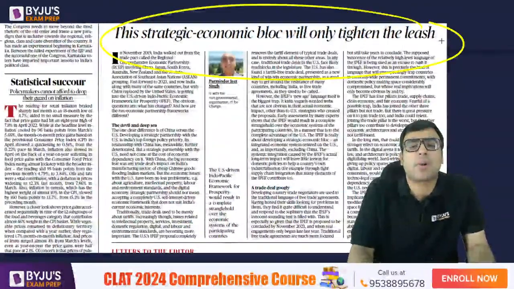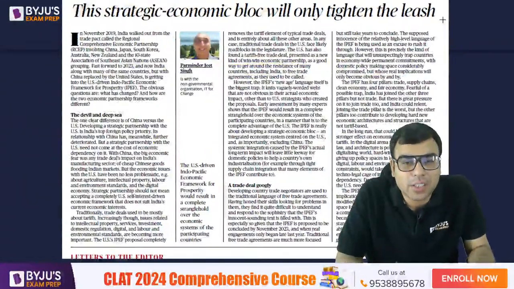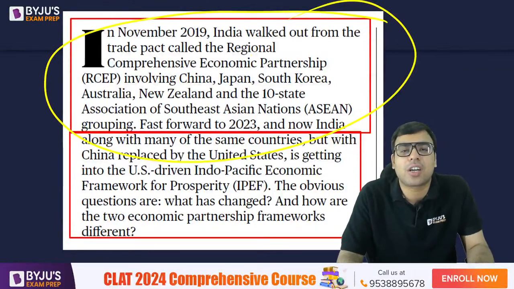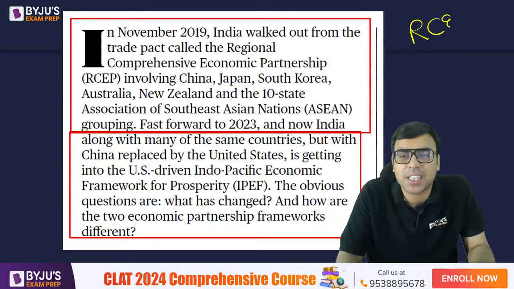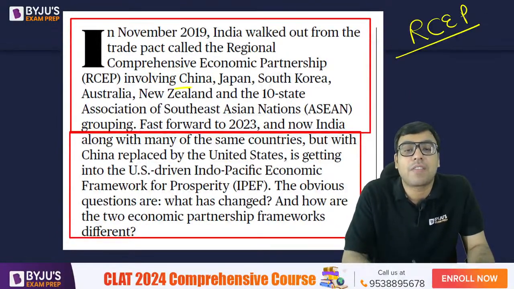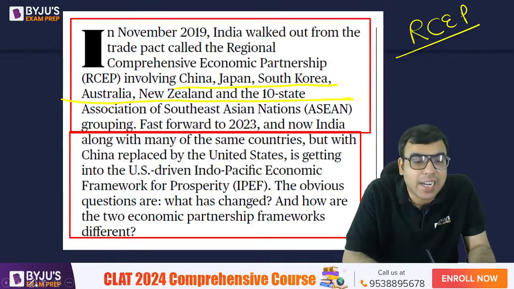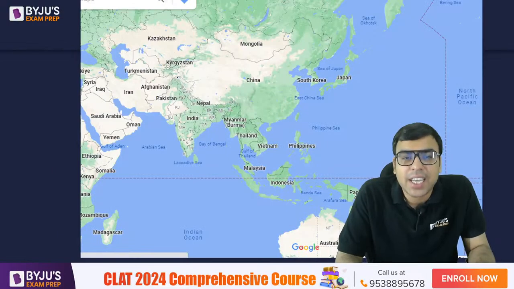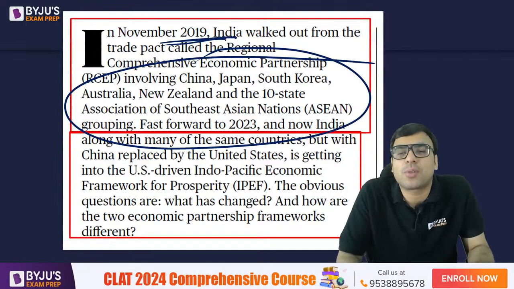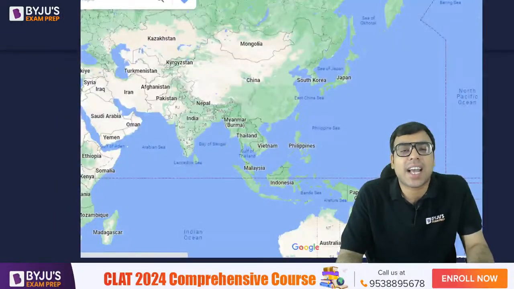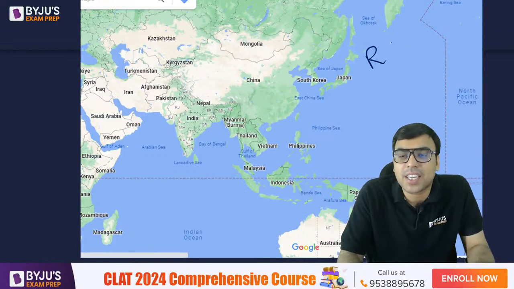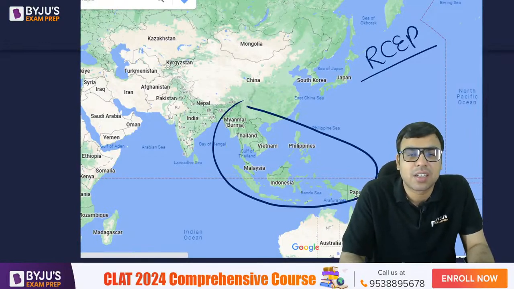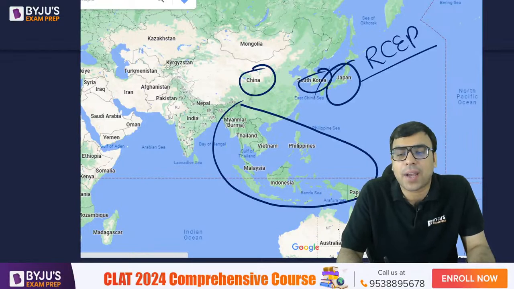This strategic economic bloc will only tighten the leash. Actually, the author is talking about how in November 2019, India walked out of the trade pillar, that is RCEP, Regional Comprehensive Economic Partnership, involving China, Japan, South Korea, Australia, New Zealand, and 10 other ASEAN nations. So he is saying in November 2019, almost 3.5 years back, India decided to come out of RCEP. This is a grouping of Southeast Asian nations, China, South Korea, Japan, Australia, New Zealand.